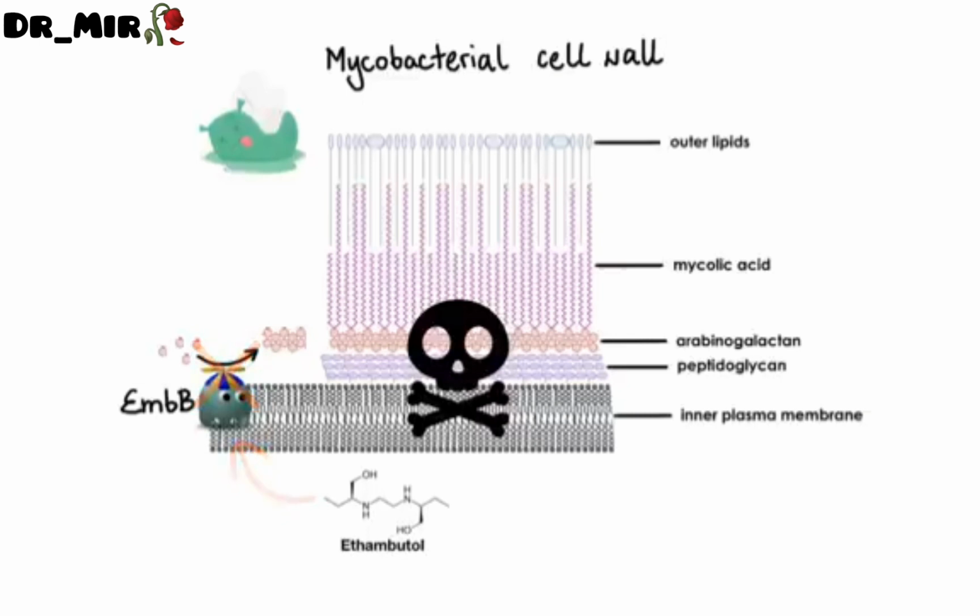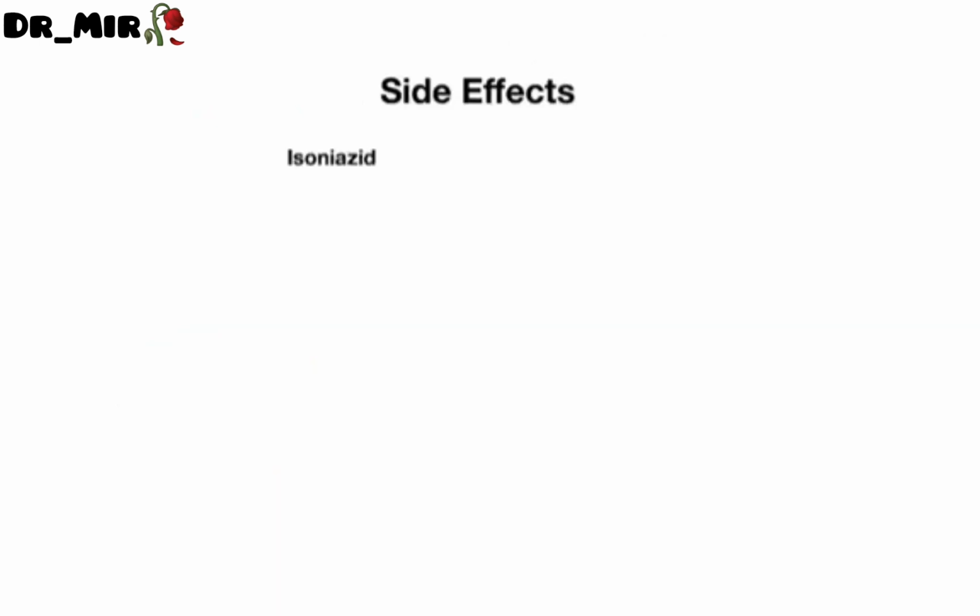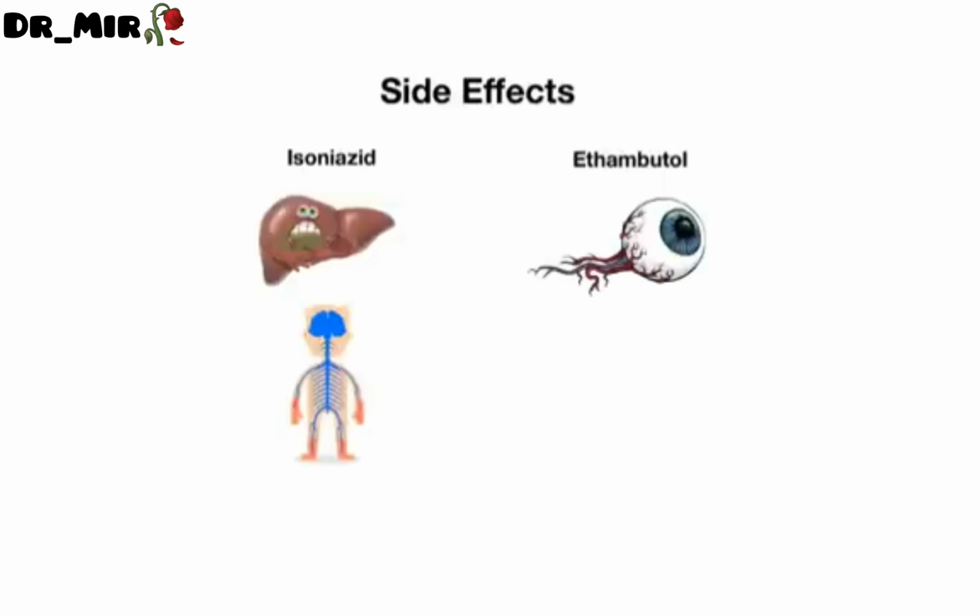Now, when it comes to major side effects, isoniazid may cause hepatotoxicity and peripheral neuropathy, while ethambutol may cause optic neuritis that can lead to vision loss.